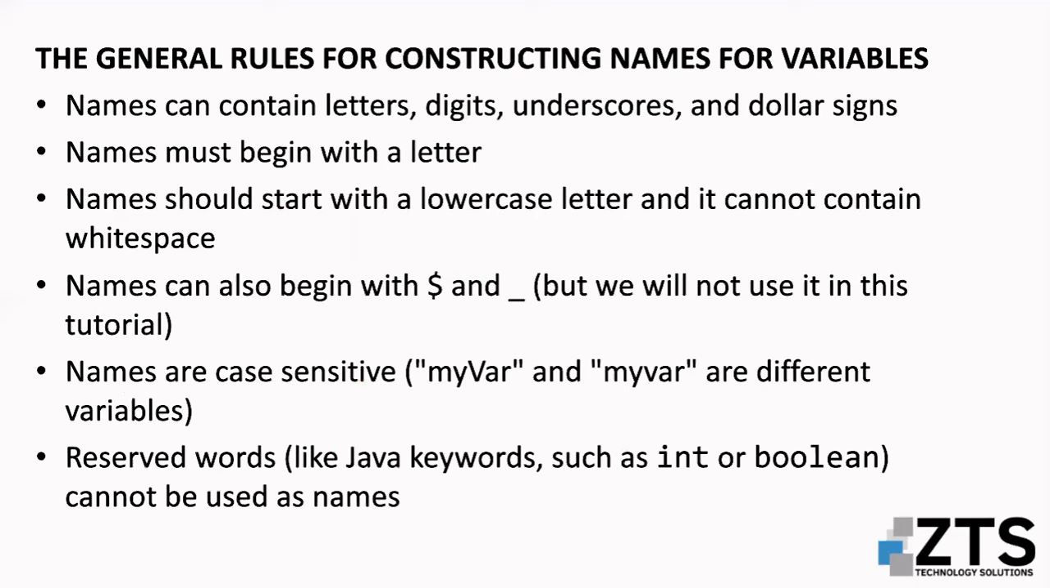As it is mentioned, two variables with the same name but with a change of case: V is capital in one variable, whereas in the other variable, v is in lower case. So both will be considered as different variables. Reserved words like Java keywords such as int, boolean, public, or any keyword cannot be used as a variable name.